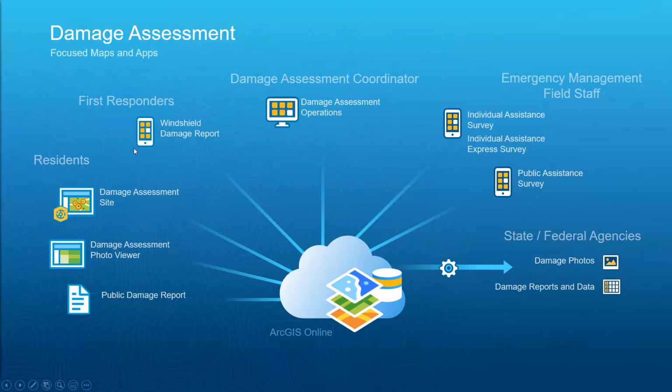And then first responders can submit windshield damage reports on mobile devices. Damage assessment coordinators in the Emergency Operations Center then can review, edit, and assign damage reports, monitor those damage assessments as they come in, and then collaborate that information with the state and federal agencies. The emergency management field staff can conduct the damage assessment on mobile devices, and then over here, the state and federal agencies can view damage reports and actual damage photos.